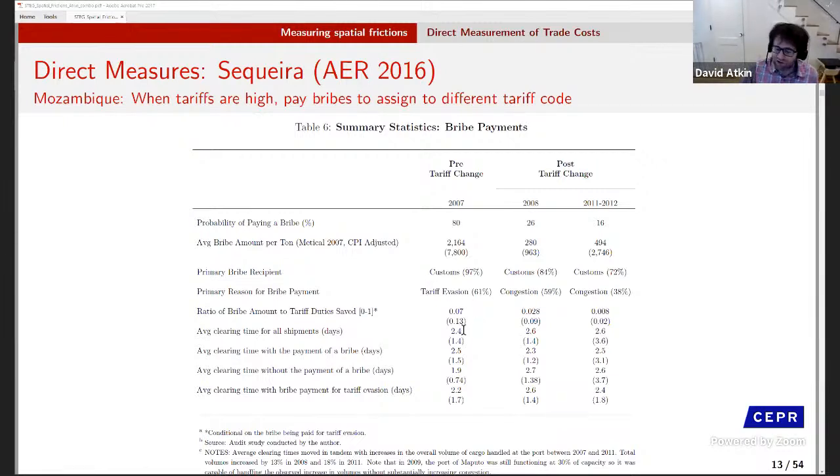Okay, so the implications of that is that we should think twice about these official barriers and how large they may be when there is substantial evasion.